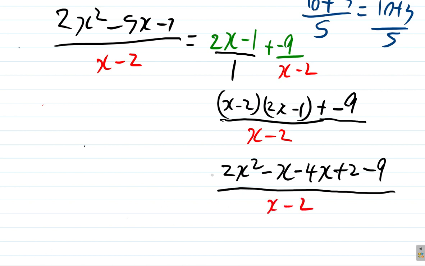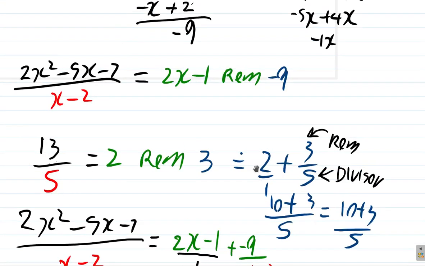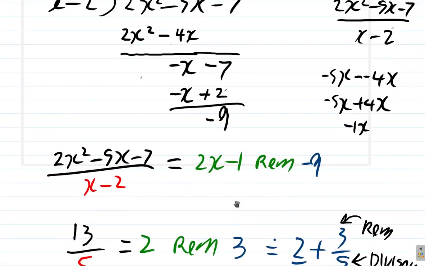Now what do you get? We have a 2x squared. Negative 1x minus 4x is negative 5x. 2 minus 9 is negative 7 over x minus 2. Let's compare it to up here: 2x squared minus 5x minus 7 over x minus 2. Right. So we just did that to show that it is indeed correct.